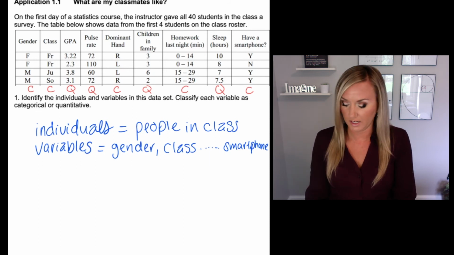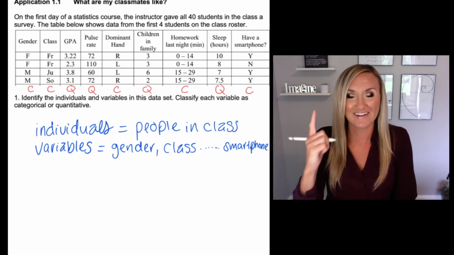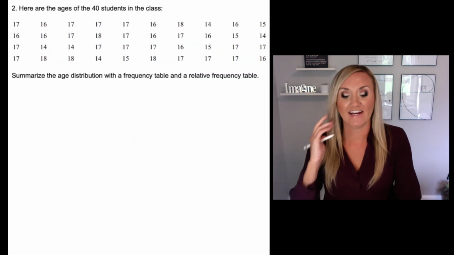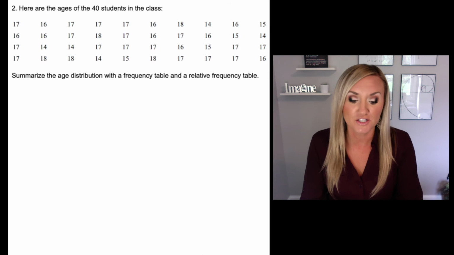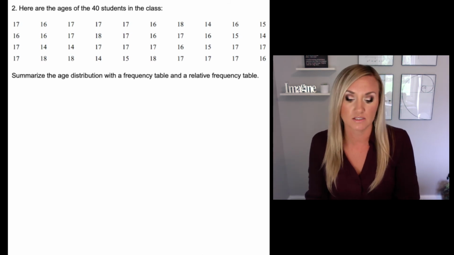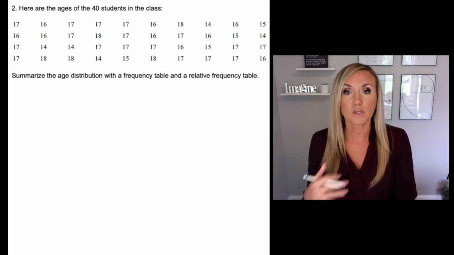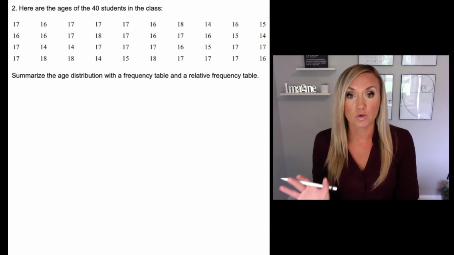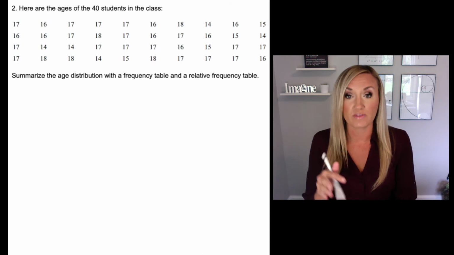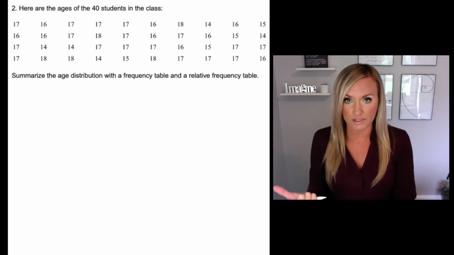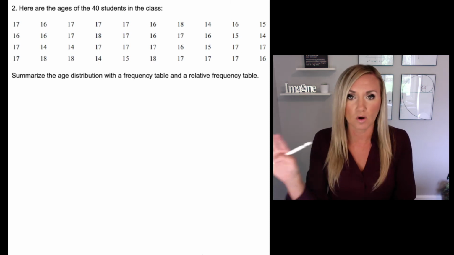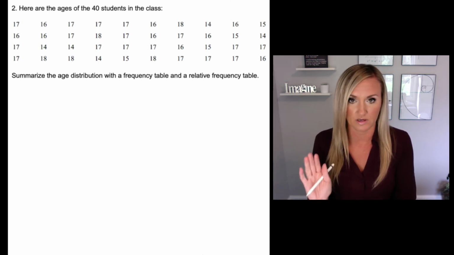Okay. We have one more example. So for number 2, here is the age of all 40 students in that class. What you're going to do is summarize the age distribution with a frequency table and a relative frequency table. Now we don't have to do them both separately. We can just do them all into one table, and I'll show you what that looks like.